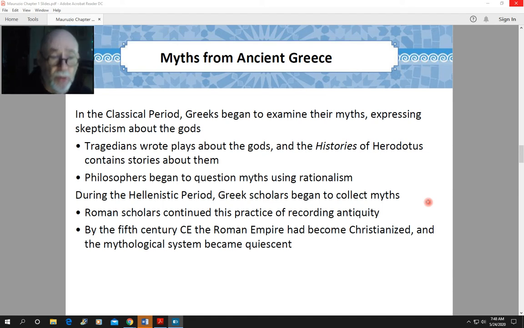Philosophers began to question myths using rationalism, and this becomes more and more the case, so that some fantastic thing like, you know, Hercules doing such and such a deed, they try to ask how that could have happened actually. So they try to bring science and other things to bear to explain how something could happen. One example, for instance, is book 3.